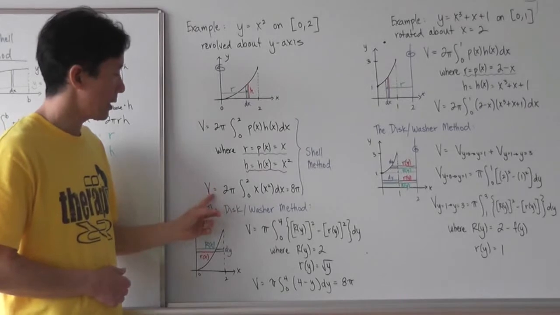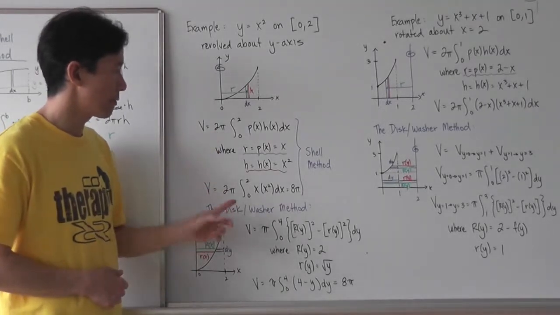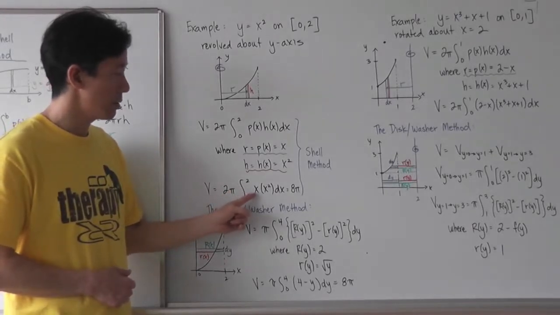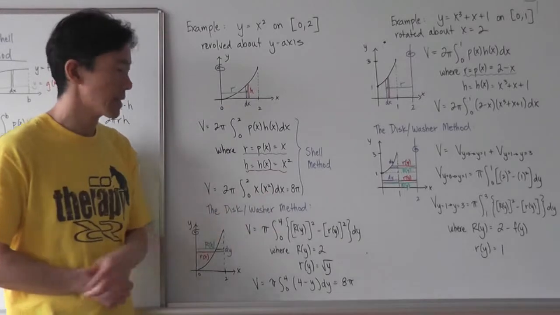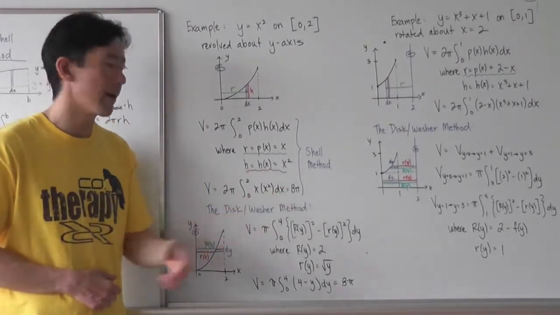So if I substitute into my formula for the volume of revolution using the shell method, I get 2 pi times the integral from 0 to 2 of x times x squared d of x, and if you do that calculation, you'll come up with 8 pi.